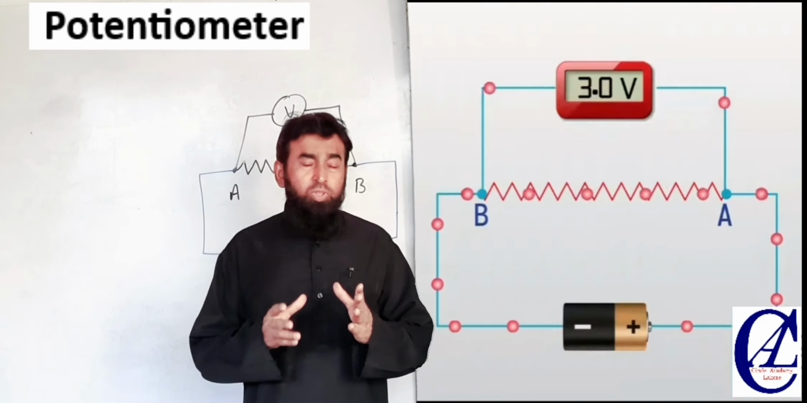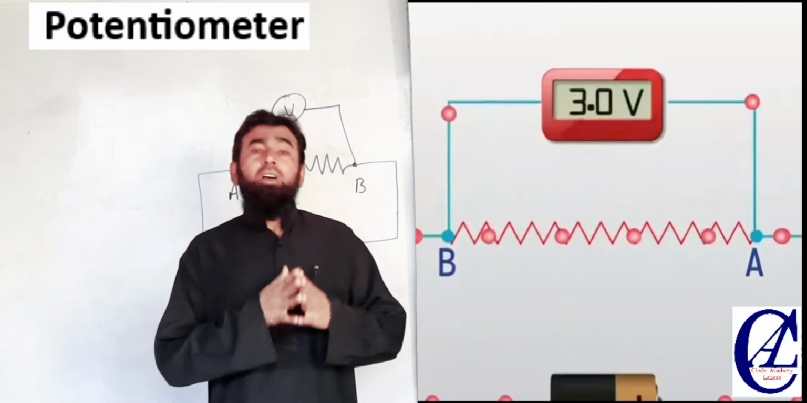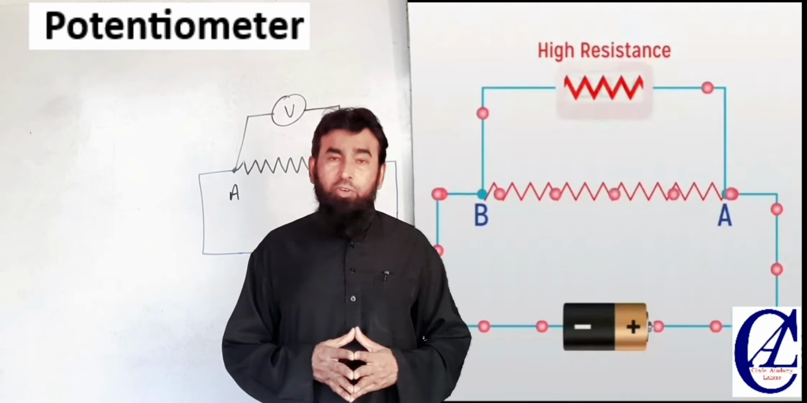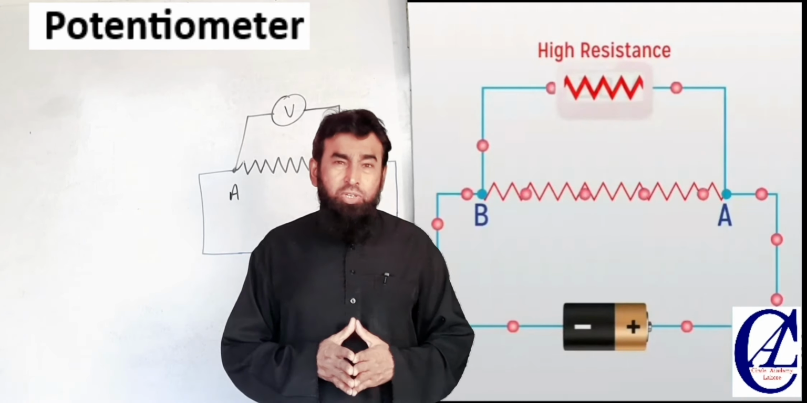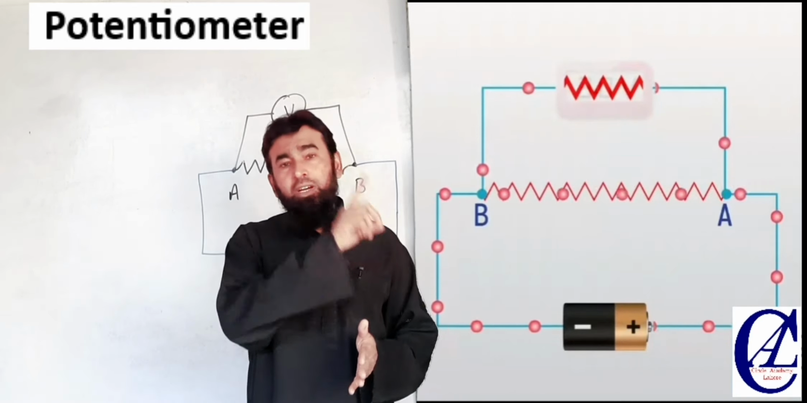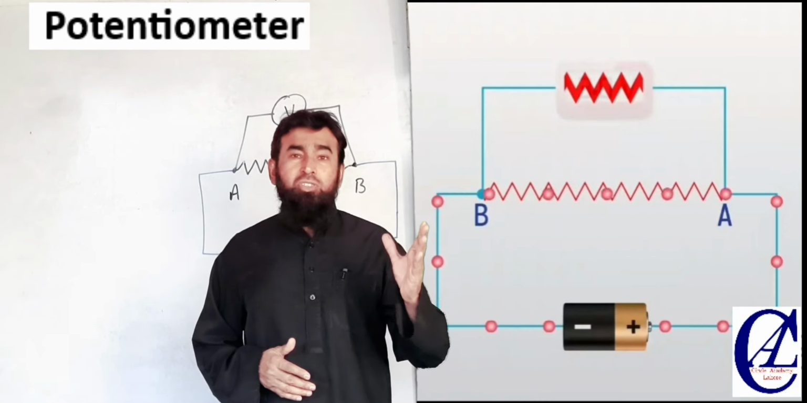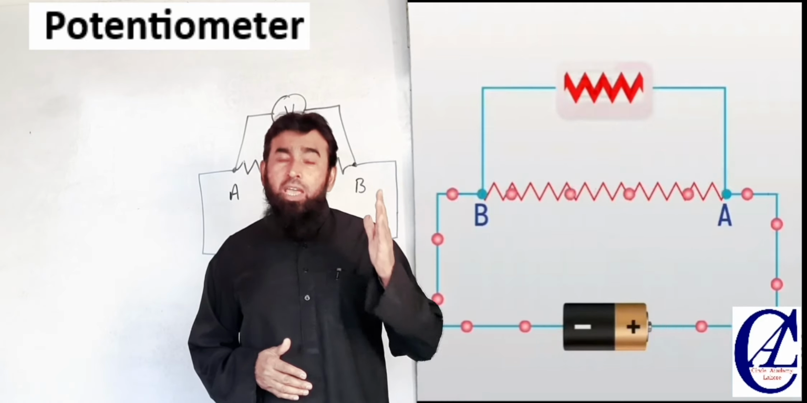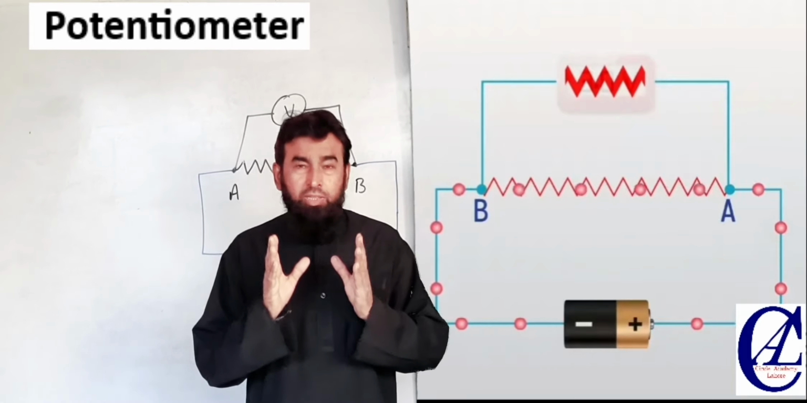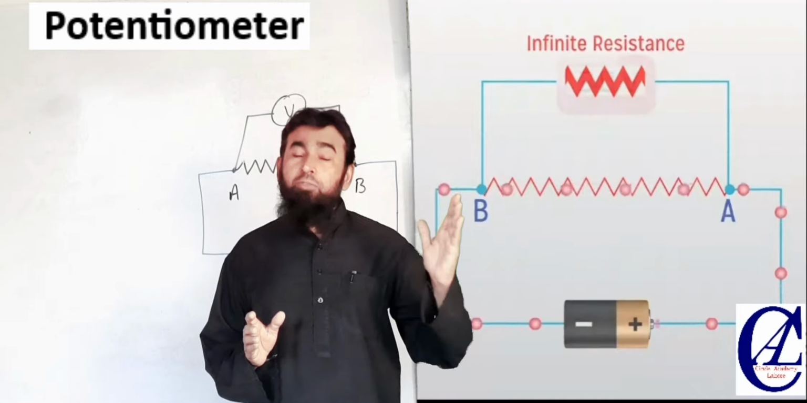If somebody asks you what an accurate voltmeter is, you will say that an accurate voltmeter must have a very high resistance. The more the resistance, the more the accuracy of the voltmeter. An ideal voltmeter must have infinite resistance. That will be an ideal voltmeter. It means that no current passes through a voltmeter which has infinite resistance.